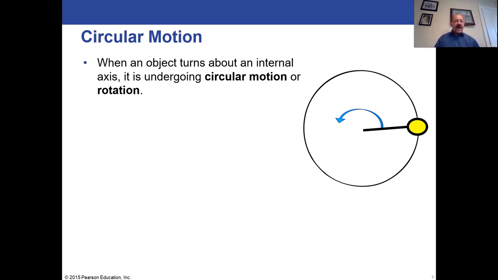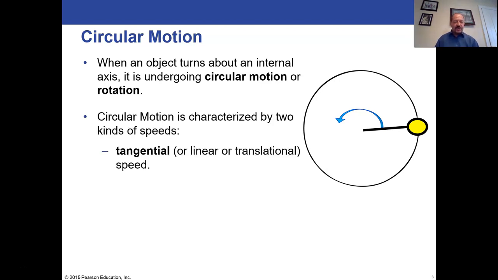So, circular motion. When an object turns about an internal axis, so it's going around an axis, that's the center point, and it's undergoing circular motion or rotation. This is circular motion, and it has a lot of names, but let's talk about the two kinds of speeds that are associated with circular motion. One is called the tangential speed, but it has two other names: linear speed and translational speed. They all mean exactly the same thing. We use them in different contexts. If you hear any one of these, they all mean speed, the speed that you're already used to measuring as things are moving linearly in a line.